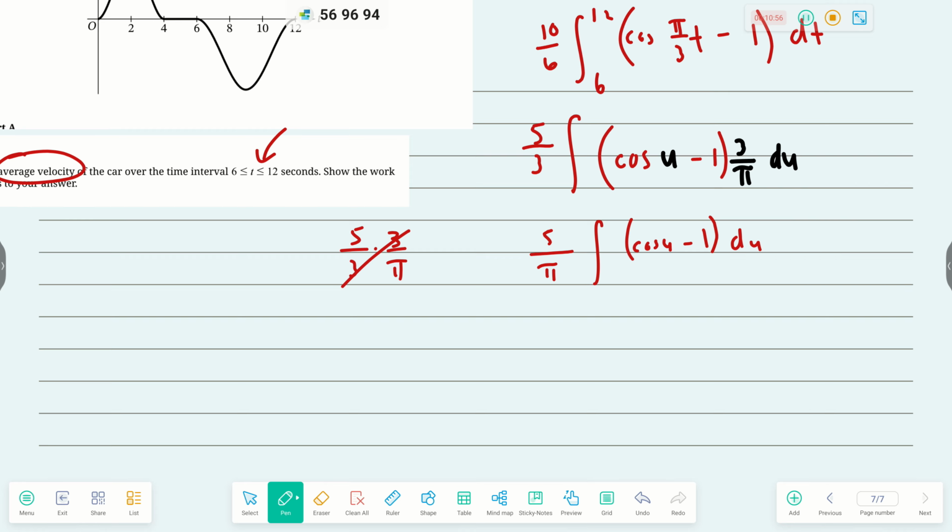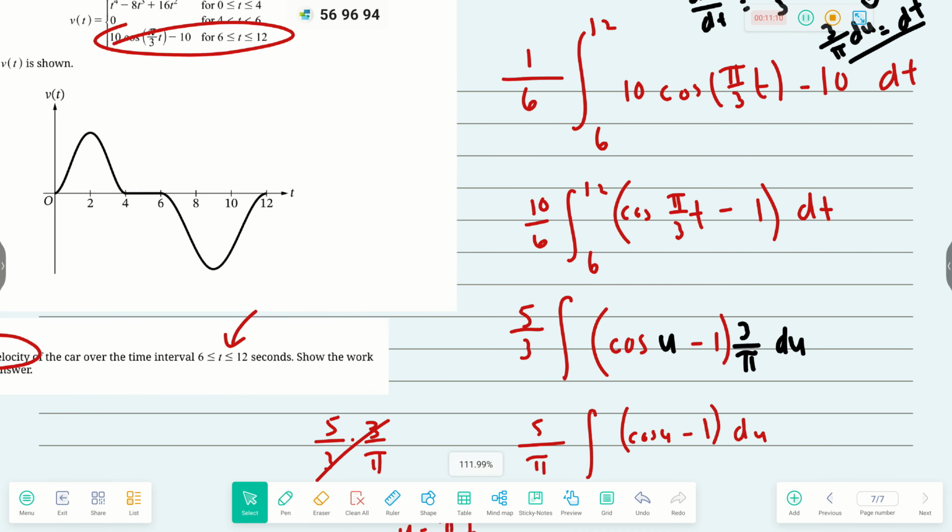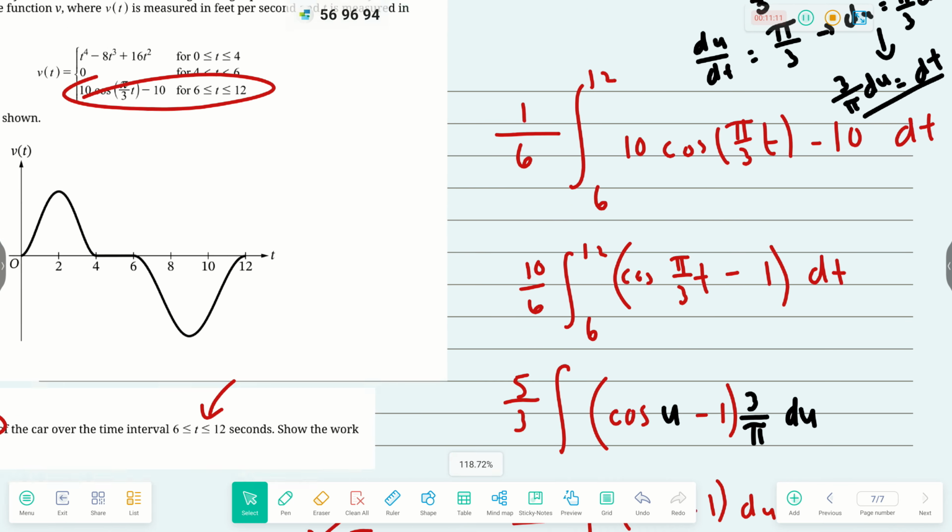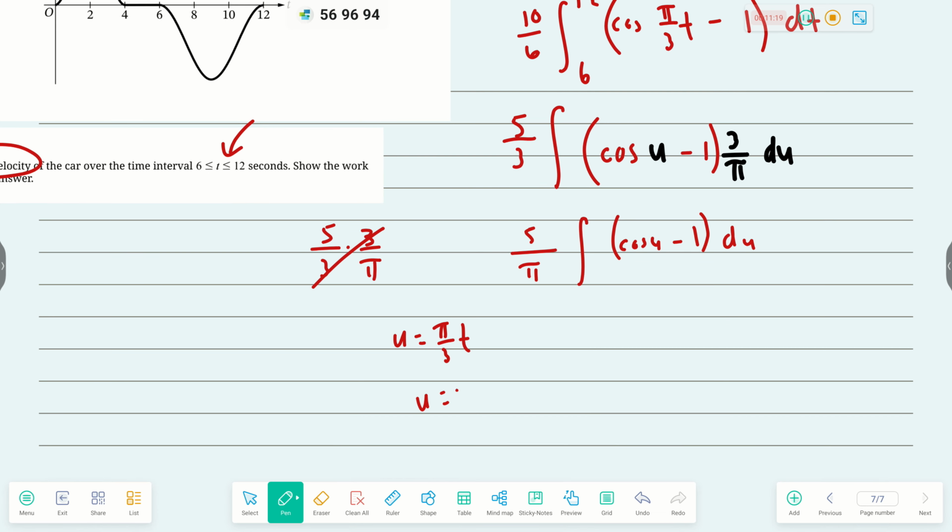Now, what are my limits? They were 6 and 12. If I go back, we let u be pi over 3 t, didn't we? Let's look back. Yeah, u is pi over 3 t. If t is 6, which was the bottom limit, it's pi over 3 times 6. That's 2 pi, isn't it? That's going to be my new limit here. And if it's 12, pi over 3 times 12, that's 4 pi. So that way I don't have to go back, I'll just leave the u.